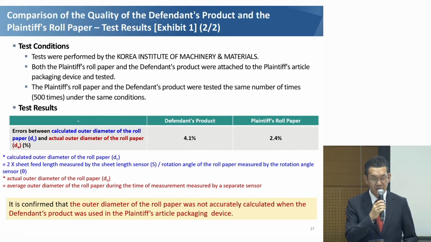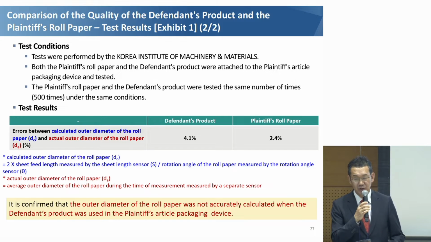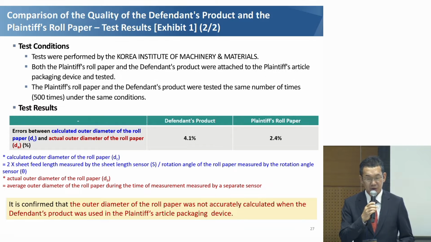What was the outcome of the test by the Korea Institute of Machinery and Materials? Plaintiff roll paper's error rate is just 2.4, while the defendant's is 4.1, which means that the outer diameter of the roll paper of the defendant was not accurately calculated.